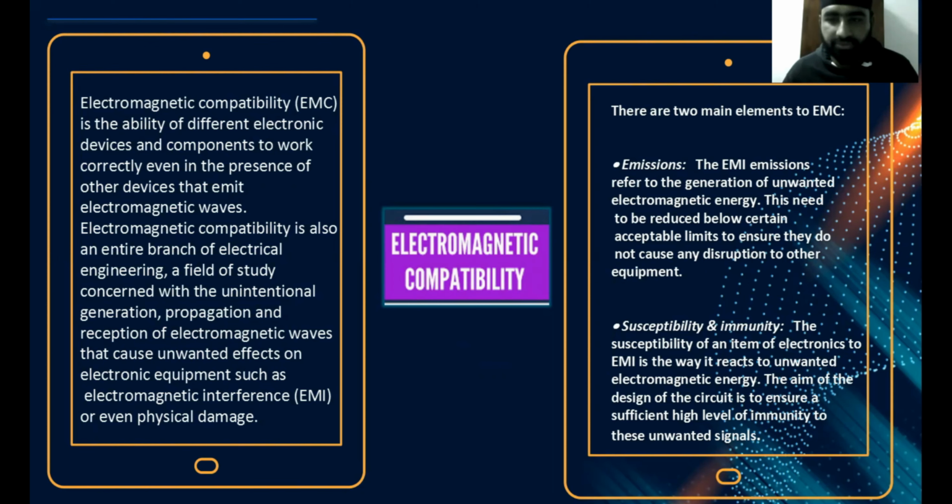This needs to be reduced below certain acceptable limits to ensure it does not cause any disruption to other equipment. The second one is susceptibility and immunity. The susceptibility of an item of electronics to EMI is the way it reacts to unwanted electromagnetic energy. The aim of the design of the circuit is to ensure a sufficiently high level of immunity to these unwanted signals.